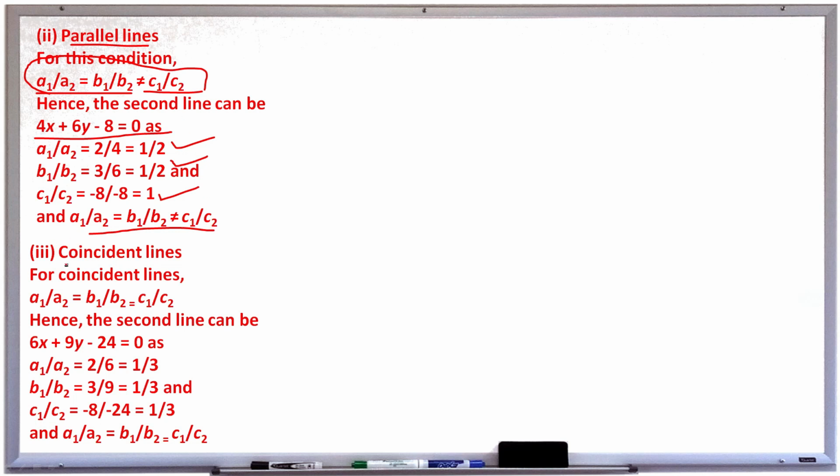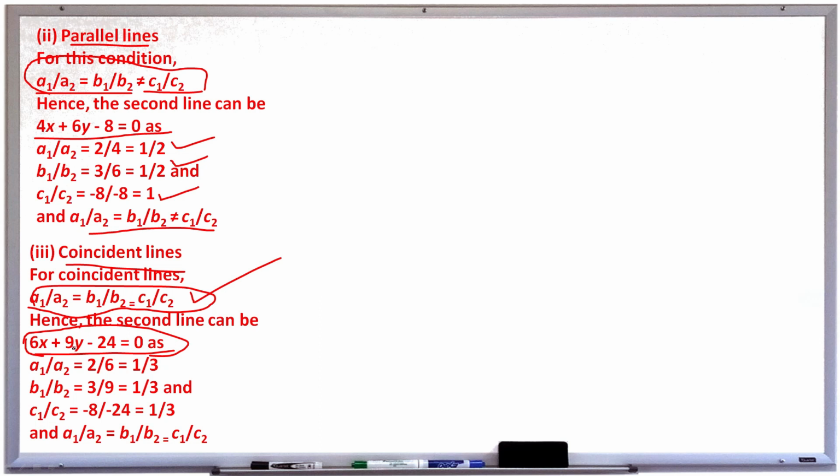Last one, the lines are coincident. For that the condition is a1 by a2 is equal to b1 by b2 is equal to c1 by c2. If the condition is satisfied, then we can say that the two equations are coincident. Hence the second equation can be 6x plus 9y minus 20 is equal to 0. When we write this equation, we have to select it according to the condition it should satisfy.